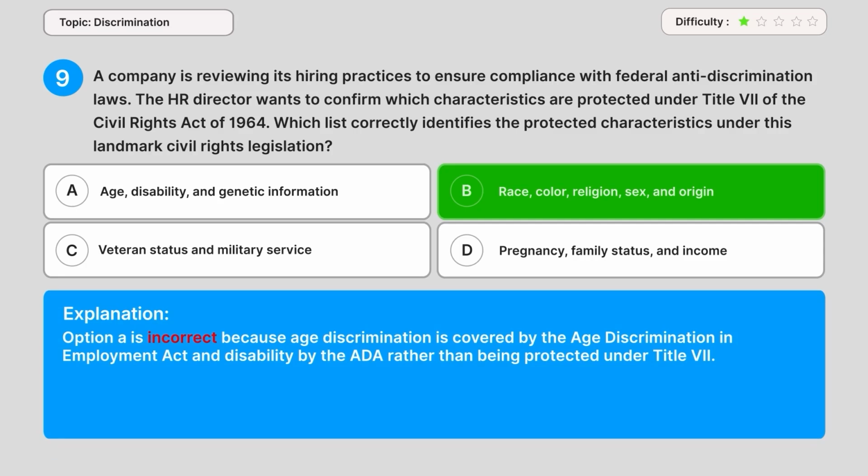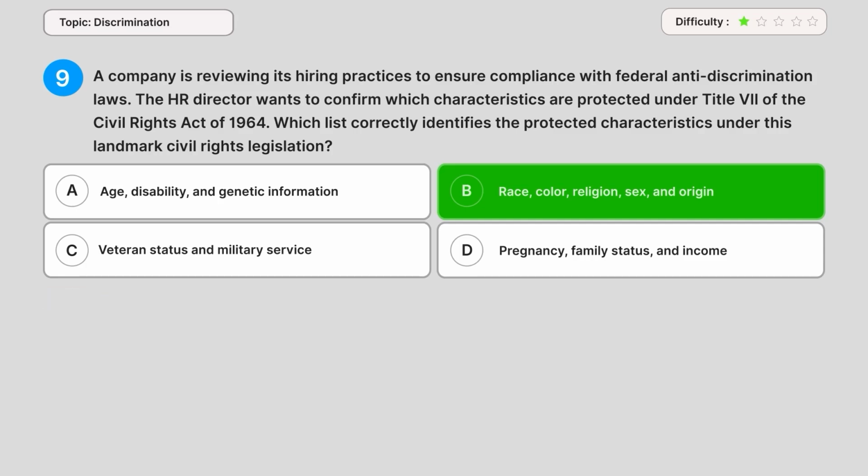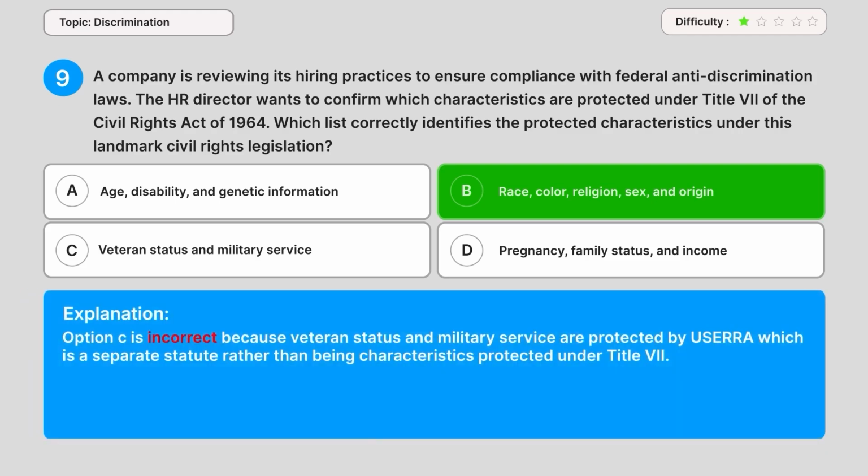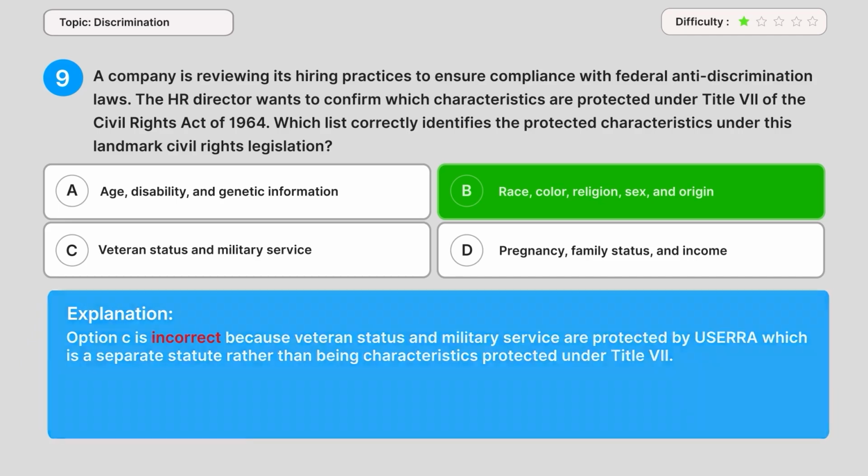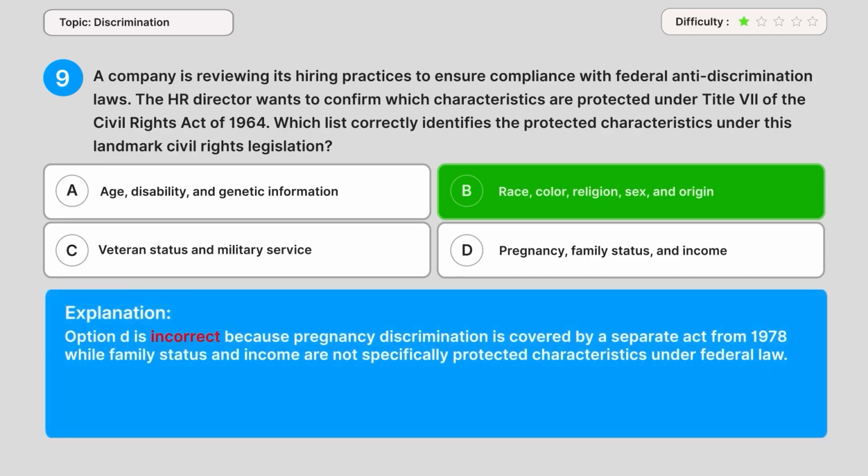Option A is incorrect because age discrimination is covered by the Age Discrimination in Employment Act and disability by the ADA rather than being protected under Title VII. Option C is incorrect because veteran status and military service are protected by USERRA, which is a separate statute, rather than being characteristics protected under Title VII. Option D is incorrect because pregnancy discrimination is covered by a separate act from 1978, while family status and income are not specifically protected characteristics under federal law.